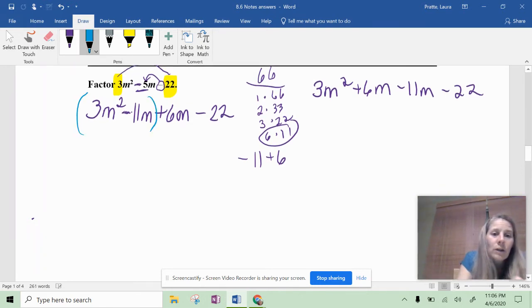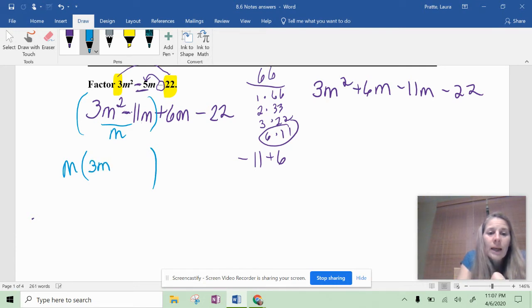So for this one here, I'm going to take out my GCF. Now 3 and 11, there's nothing that divides from both of those, right? So I'm just going to take out an m. 3m squared divided by m is 3m, and negative 11m divided by m is negative 11.